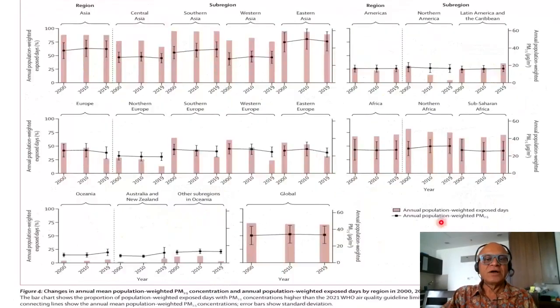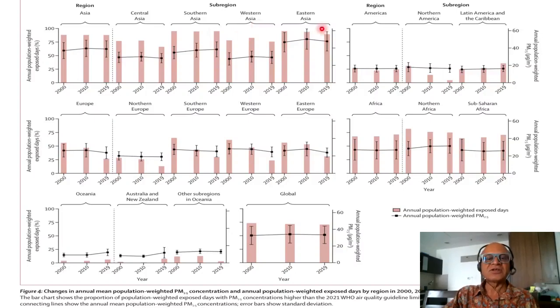Looking at the changes in annual mean population weighted PM2.5 concentration and annual population weighted exposed days by region for 2000, 2010 and 2019, the bar chart shows the proportion of population weighted exposed days with PM2.5 concentrations higher than the 2021 WHO air quality guideline, which is 15 micrograms per meter cube in a year. Data points and connecting lines show the annual mean population weighted PM2.5 concentrations, and error bars show the standard deviation.